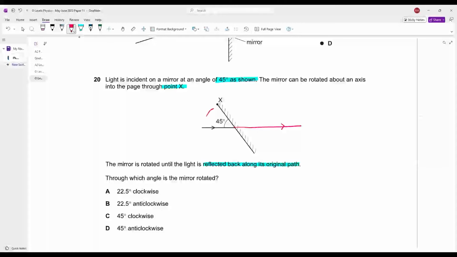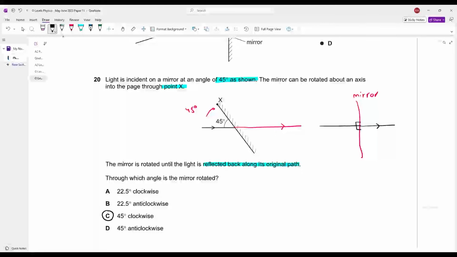If I rotate this mirror 45 degrees in the clockwise direction, the mirror will become something like this. When light rays come and hit the mirror at an angle of 90 degree, it will pass away without any reflection.